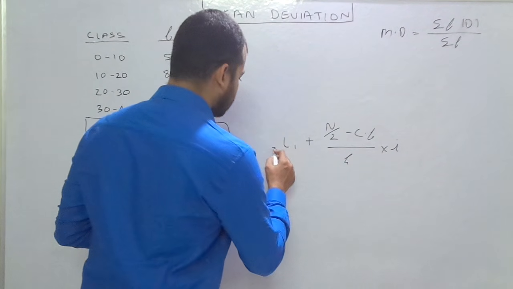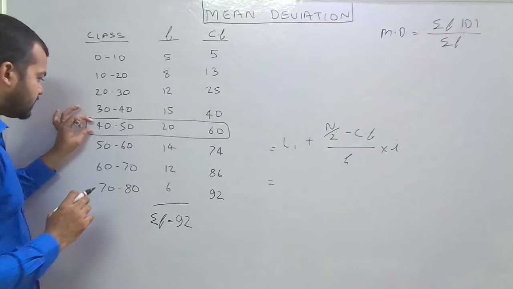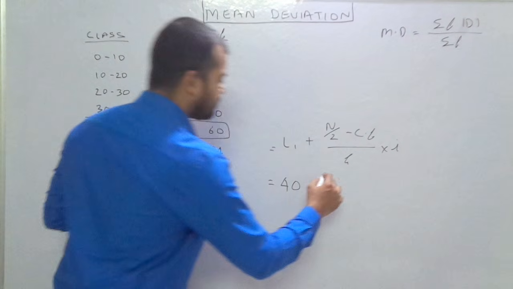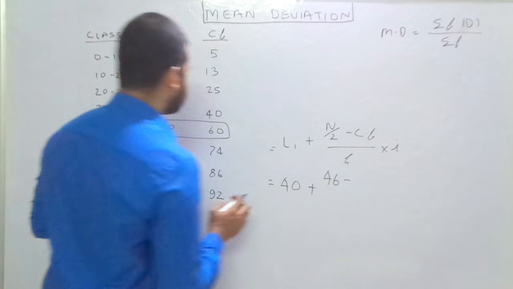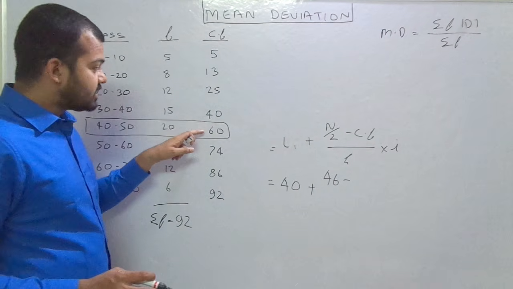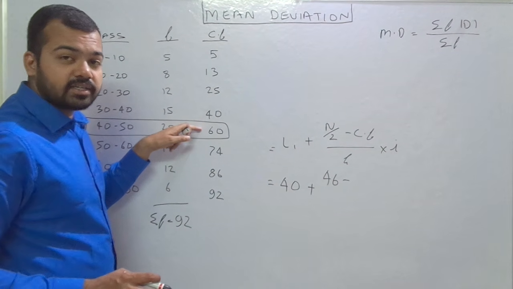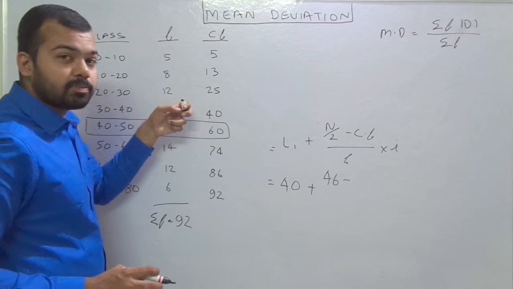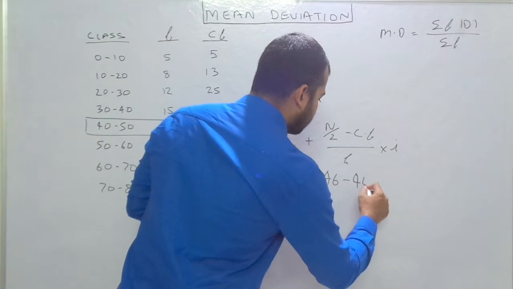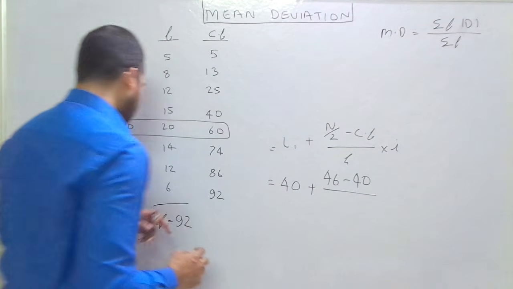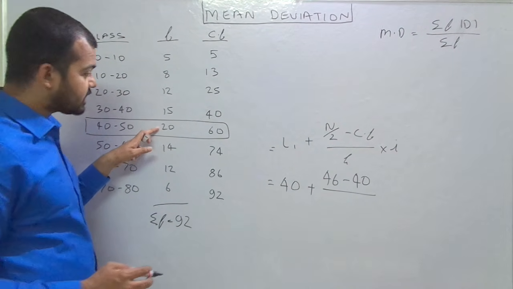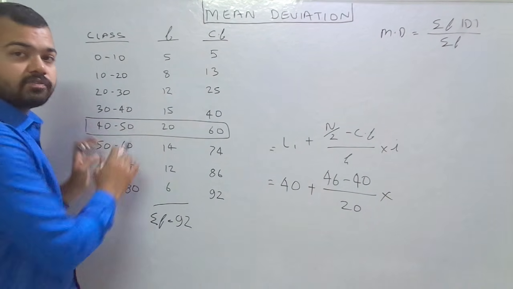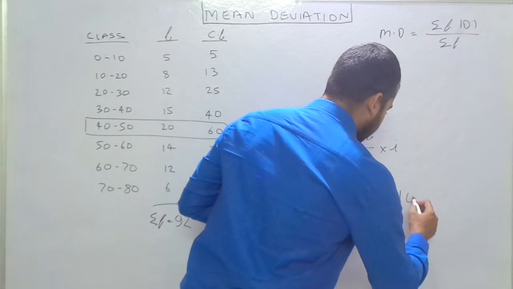Here we can write L1, the lower limit, that is 40. So 40 plus n by 2, the value of n by 2 was 46, minus Cf. Cf, that is, we are taking 40, the Cf preceding the median class. This is the median class, we have to take Cf of the preceding class. That's why we are putting 40. Divided by f, that is the frequency of this median class, that is 20, and multiplied by i. i means the difference between these two class intervals, that is 10.